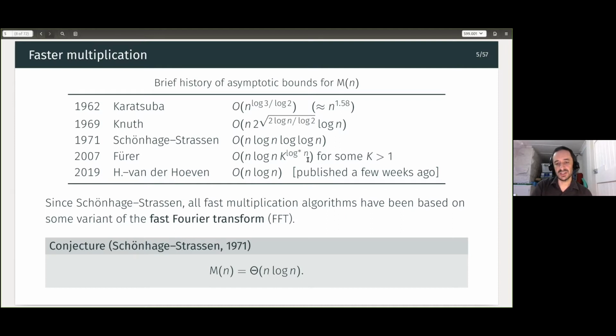So log star is the iterated logarithm. It's the number of times you have to hit a number with the log function to bash it down to 1. So it's a very, very slowly growing function. And this result was a tremendous surprise. You know, I don't think anyone was really expecting that to happen.